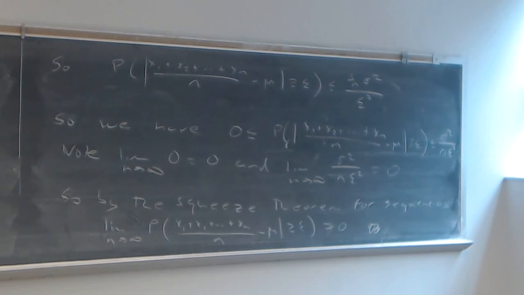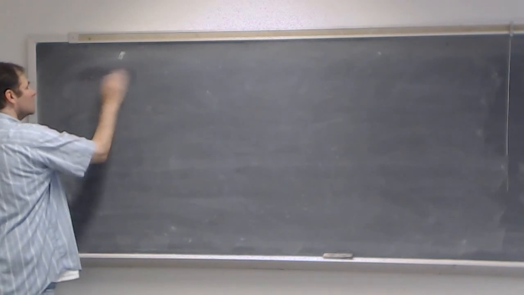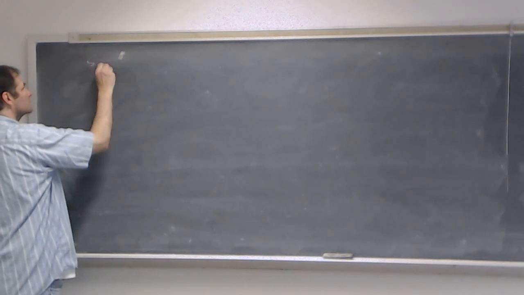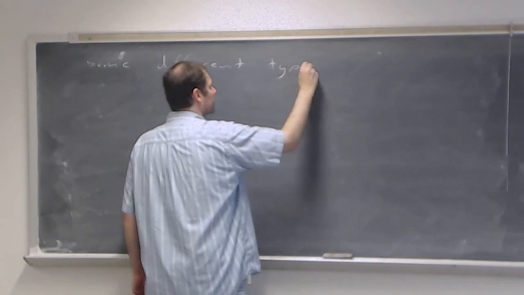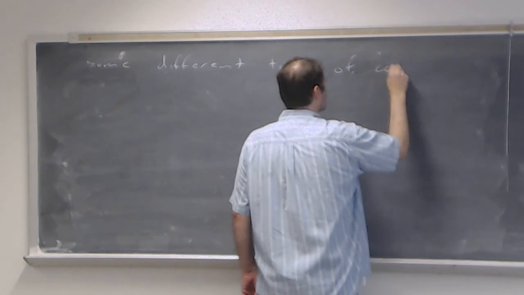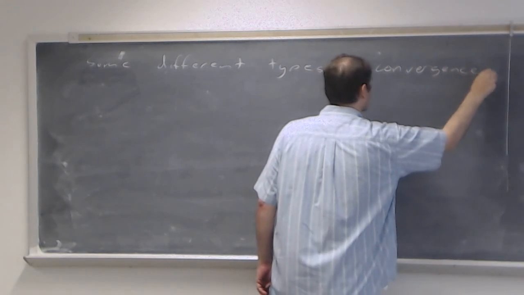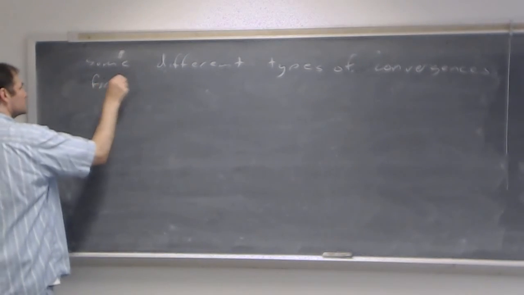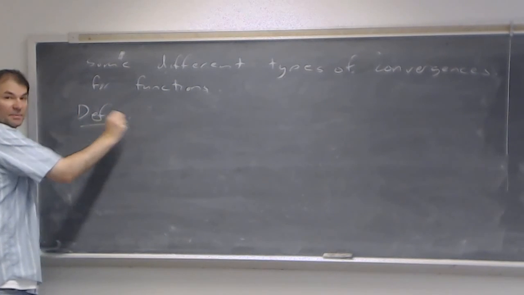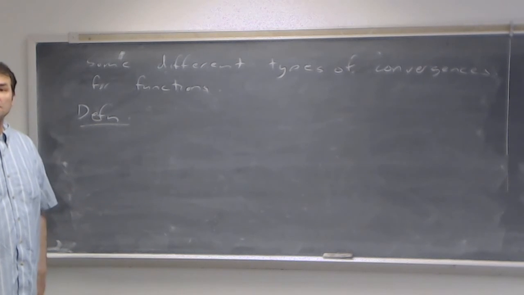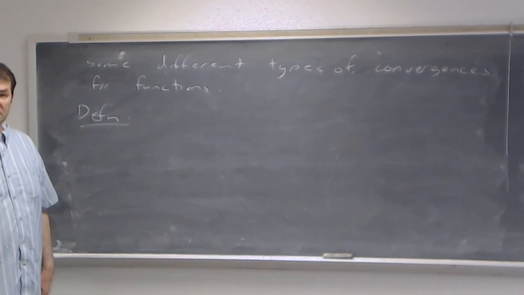I said that the weak law of large numbers has to do with convergence in probability. So what I want to end the day with is just barely starting different types of convergence for functions. We'll spend just a little while talking about those. The simplest type of convergence is called pointwise, and that's what we'll end with today, just the definition and an example.